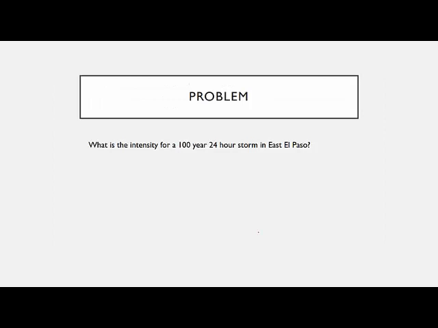So the question is, what is the intensity for a 100-year, 24-hour storm in East El Paso? You're going to use the drainage manual. You can pause the video while you do that.